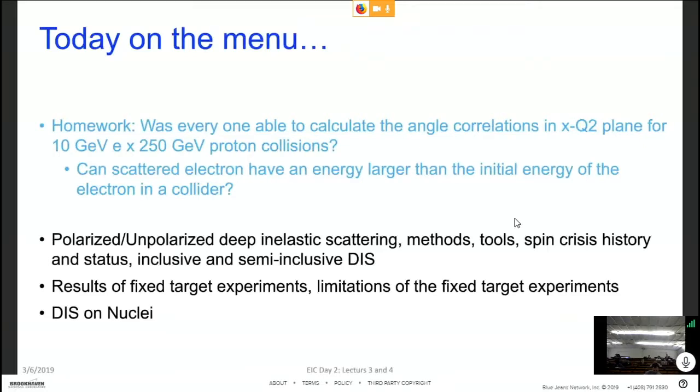Then that led to the program called the Relativistic Heavy Ion Collider, the RHIC spin program. So we'll discuss the limitations of the fixed target program. We'll discuss the RHIC spin program.